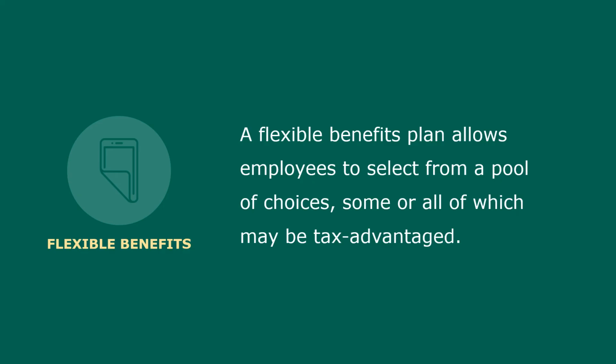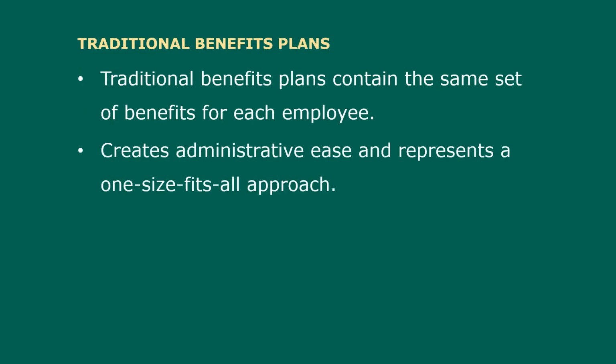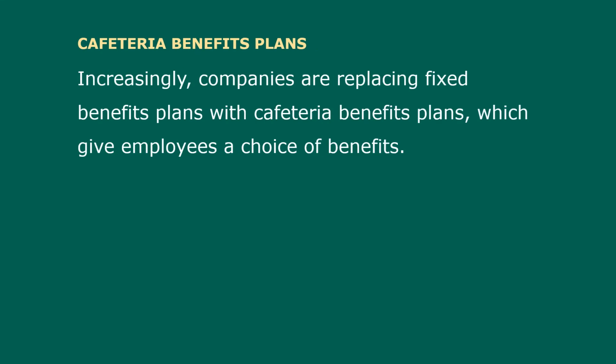A flexible benefits plan allows employees to select from a pool of choices, some or all of which may be tax advantaged. These are also called cafeteria plans. Potential choices include cash, retirement contributions, vacation days, and insurance. Traditional benefits plans contain the same set of benefits for each employee. They create administrative ease and represent a one-size-fits-all approach. Increasingly, organizations are replacing these fixed benefit plans with cafeteria benefit plans, which give employees a choice of benefits.